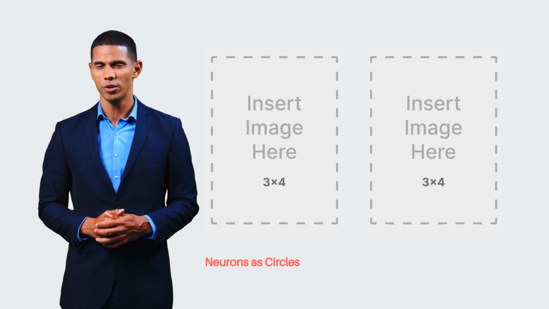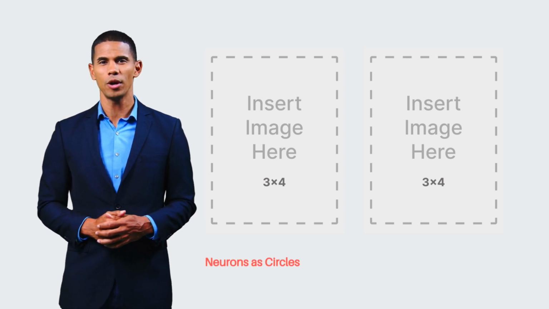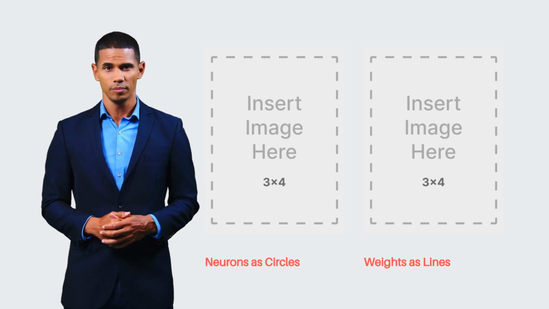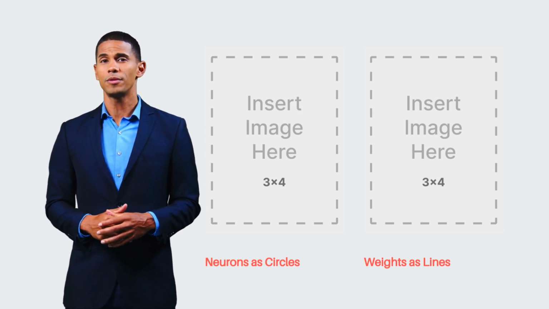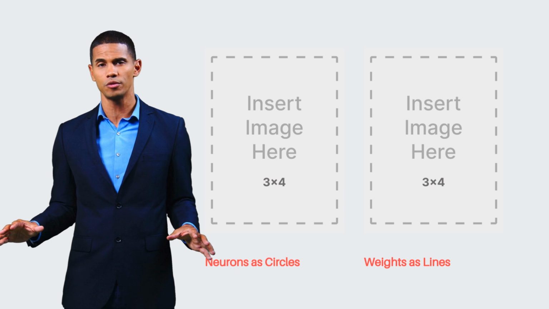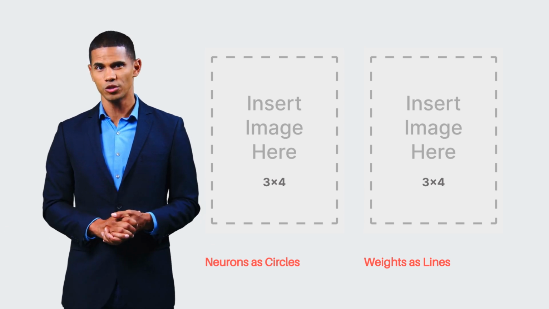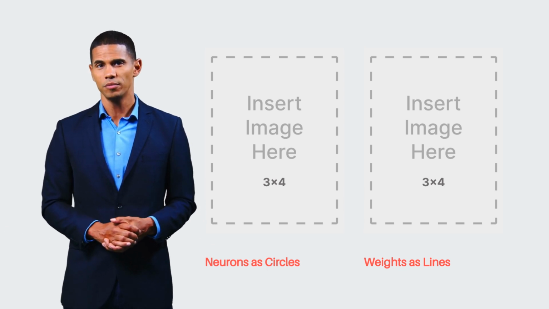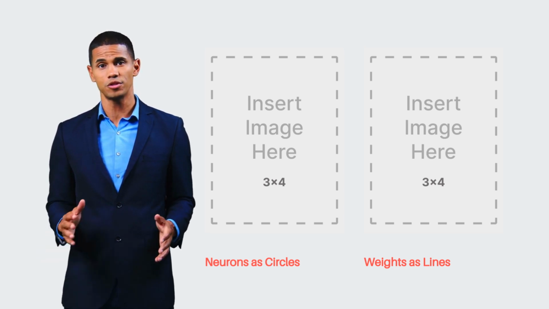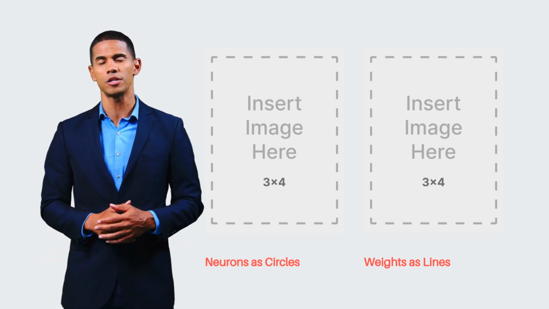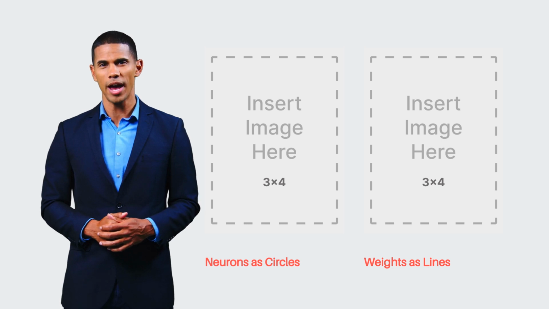Visualize a neural network as circles, representing neurons, connected by lines, representing weights. Data flows from input to output through hidden layers. Each neuron processes inputs and passes results forward. This structure enables complex computations and predictions, forming the backbone of how neural networks learn and make decisions.